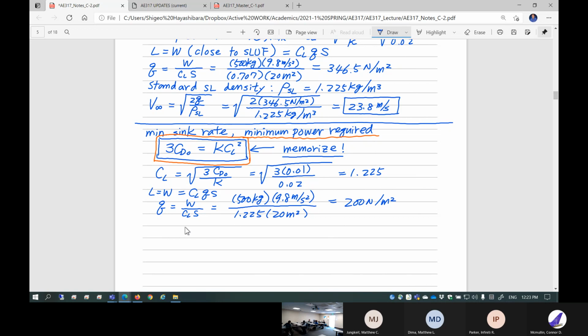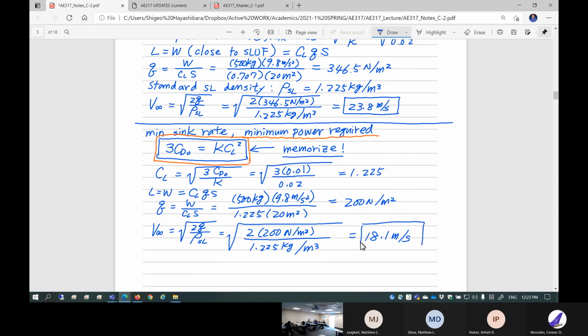Once again, this is sea level, so density is sea level. So you're going to compute V infinity corresponding to it, which is 2 times Q over rho of sea level. Okay. So once again, you're going to do the same computation. 2 times 200 Newton per meter squared divided by density sea level 1.225 kilogram per cubic meters. Okay. So this is going to be the airspeed, which is 18.1 meter per second. Hey, wait a minute. So comparing those two, the optimum condition to maximize the range, you fly this airspeed.